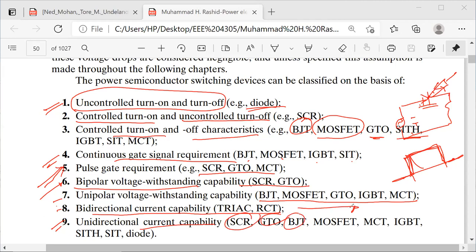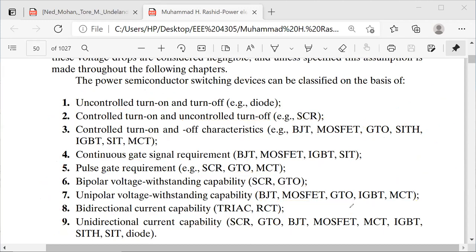Okay, these are the things. Sometimes I set some quiz questions from this. So these are important for your quiz questions. Remember, quiz.